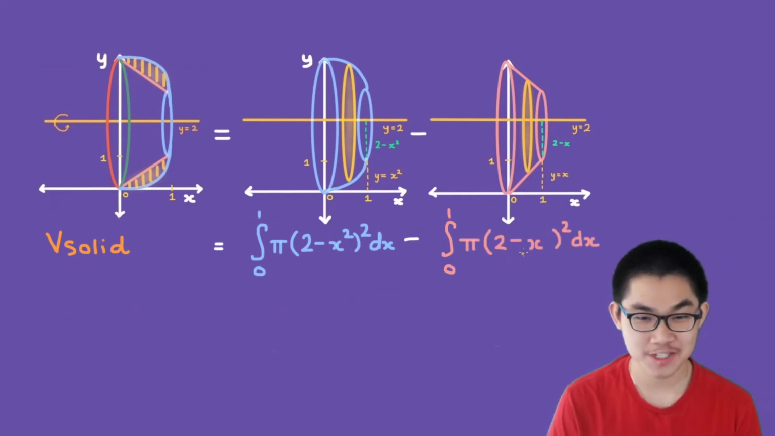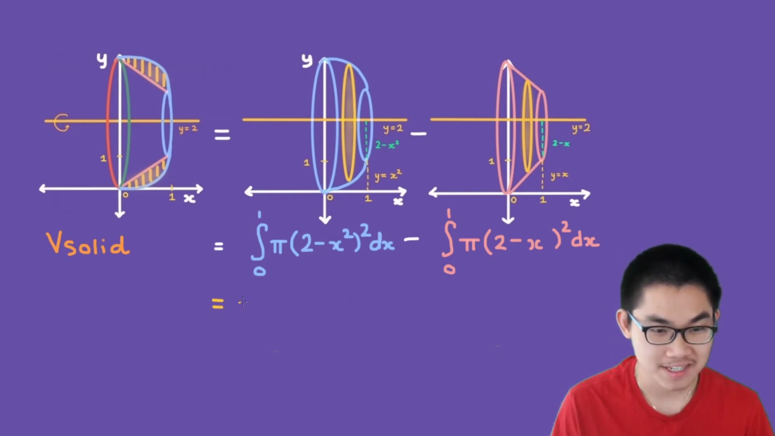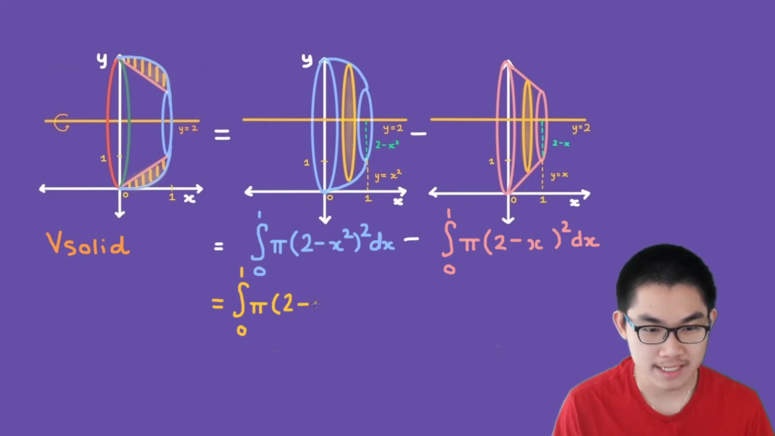So solving these two integrals will basically give you the volume of this solid. So let's go ahead and do that. And as you can see, since both of them have the same boundaries, we can just mash them together into one integral, and that's gonna simplify a lot of things. So this is equal to the integral from 0 to 1 of pi times (2 minus x squared) to the power of 2, minus whatever is over there. So minus pi times (2 minus x) to the power of 2 dx.